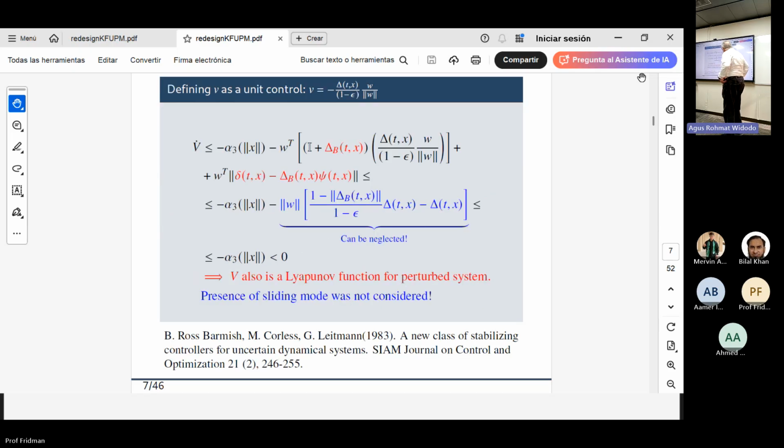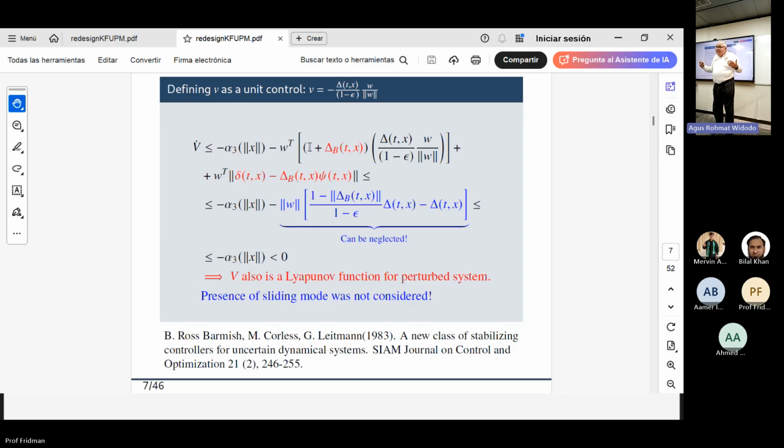And they offered the story called unit control. Why is it unit? You see, the norm of this part of the control is unit. So, in the scalar case, it is no more than omega divided by the modulus of omega, it is a sign.